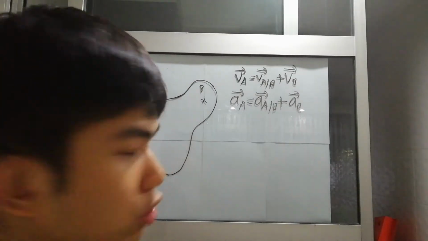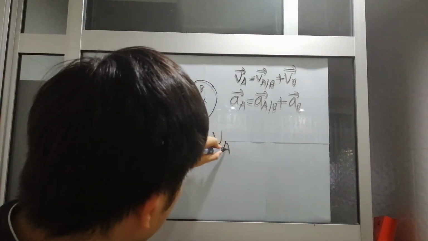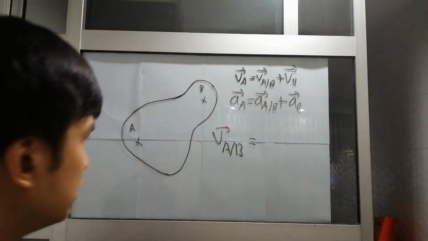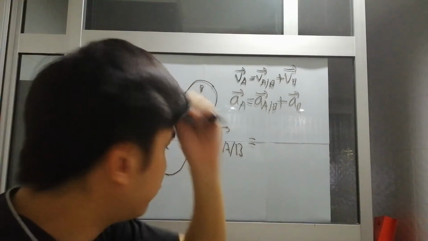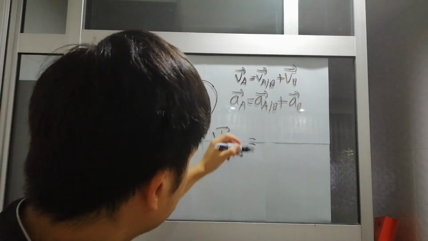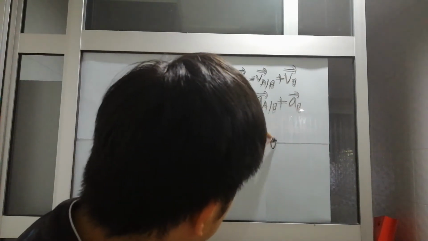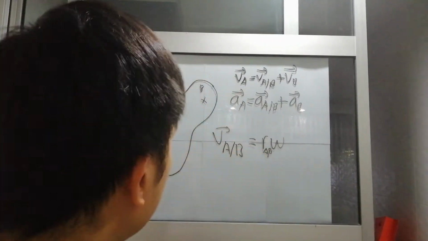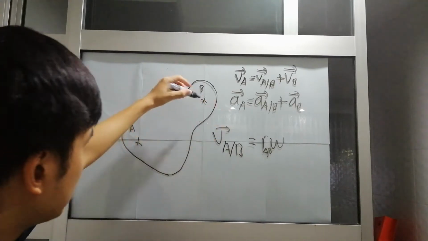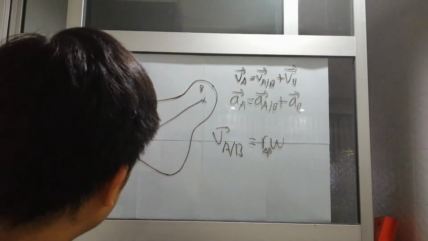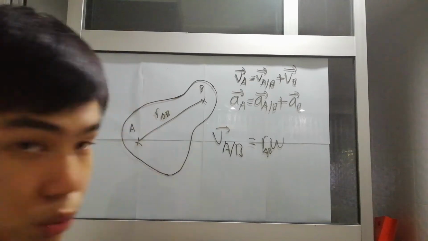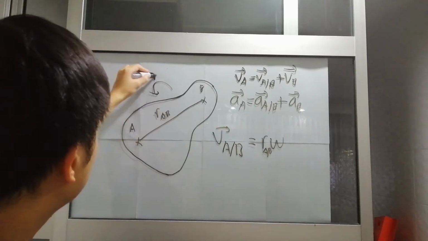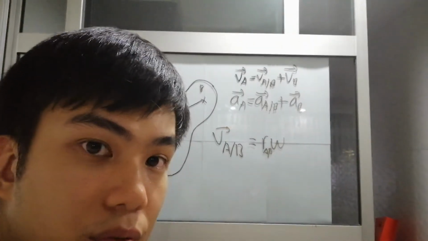So we can straight away say the velocity of A with respect to B, which is VA/B, equals R omega, right? And R is RAB. So let's say you want to find the velocity of A from B's perspective. It's actually just this line here, RAB, which wouldn't change, times the omega, which is the angular velocity of the whole body itself.